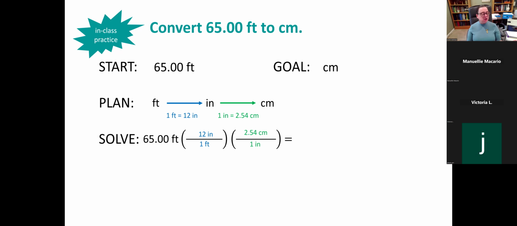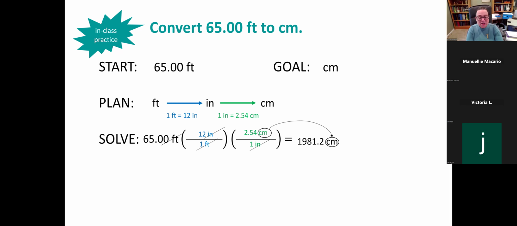Double check that your units are arranged so they actually cancel. Don't just cross them off because you want them to. Cross them off because they are actually one on the top and one on the bottom. So our feet are arranged that way and our inches are arranged that way, and our centimeters are what's left over. That's a good sign because that was our question. How many centimeters?